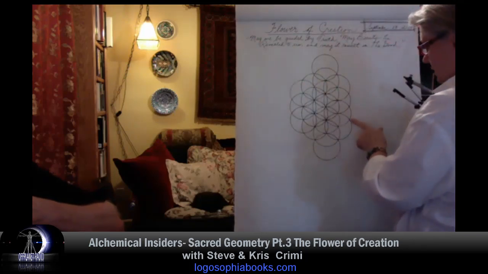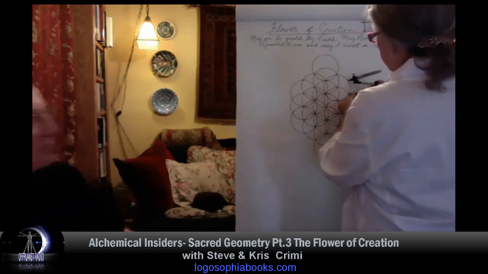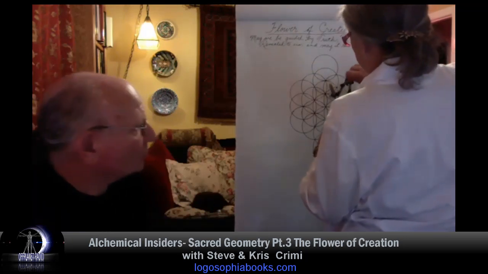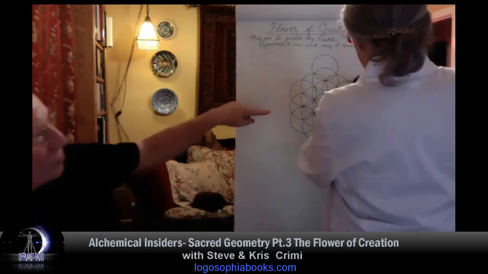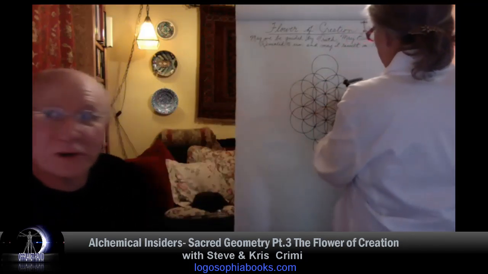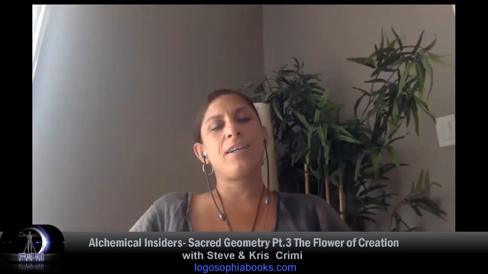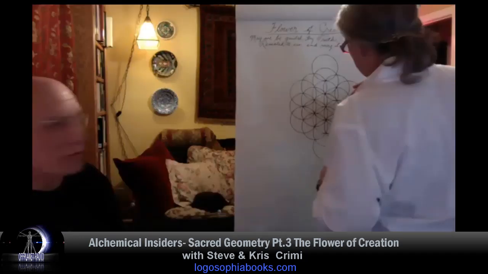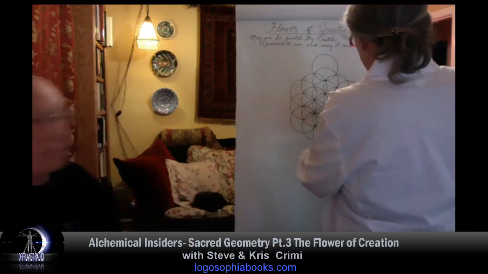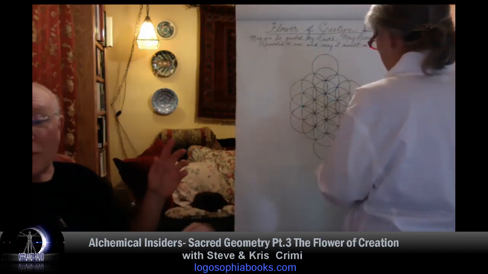One of the other things that comes from this is that you're starting off with the 6 around the 1. So 6 circles fit exactly around the 1, and I have these little ping pong balls to show you exactly how that works. So that's the 6 around the 1. And then we're going to show how this goes into dimensions. When you get to Metatron's cube, it moves into the 12 around the 1.